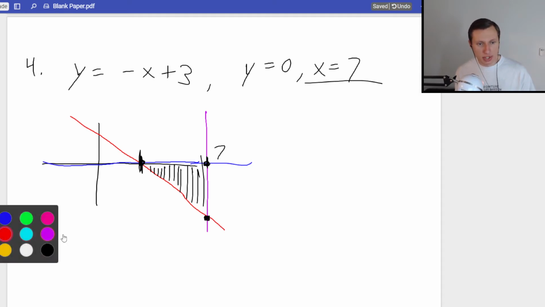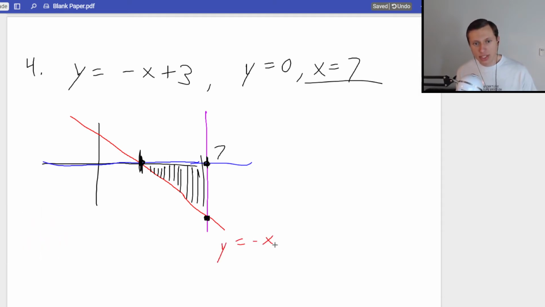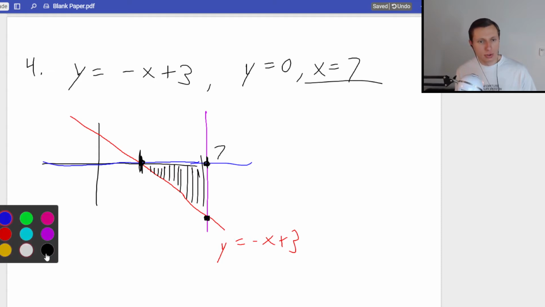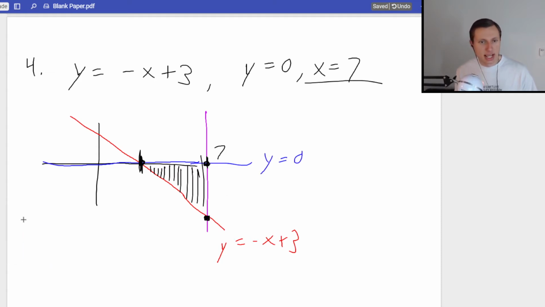I forgot to label these points again. The red is y equals -x plus 3. The blue is y equals 0. It's also the x-axis. And the purple is x equals 7. Any questions so far?